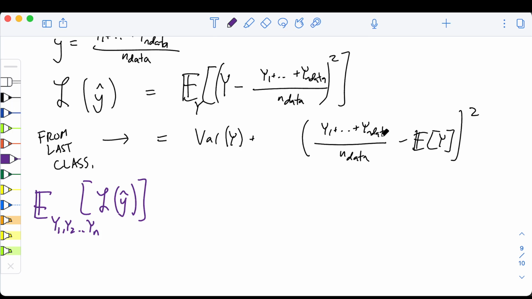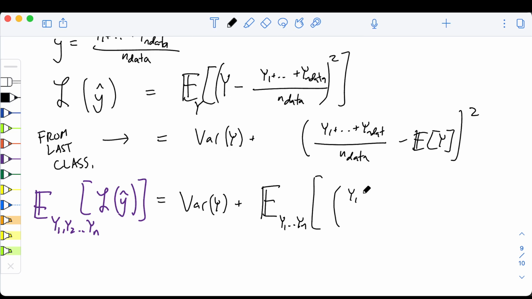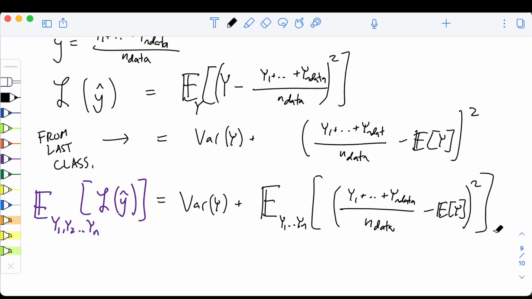The variance of y, that's some number, like 1.25. When you take the average by linearity, that just pops out. So this is the variance of y. And then the thing to actually average is y1 to yn, and then the average of this square thing, plus the estimate divided by n data minus the expected value of y squared. So how big is this thing on average?